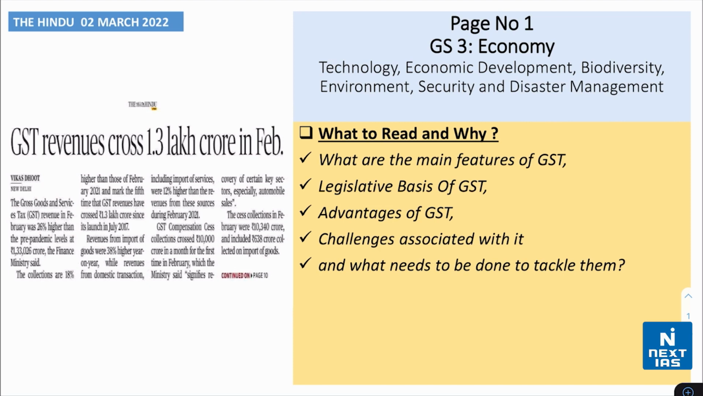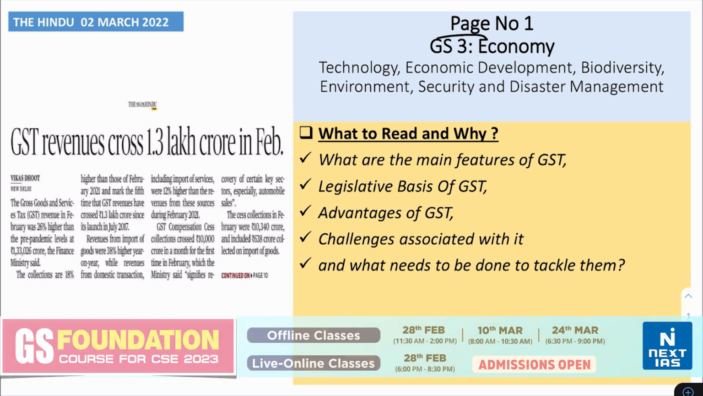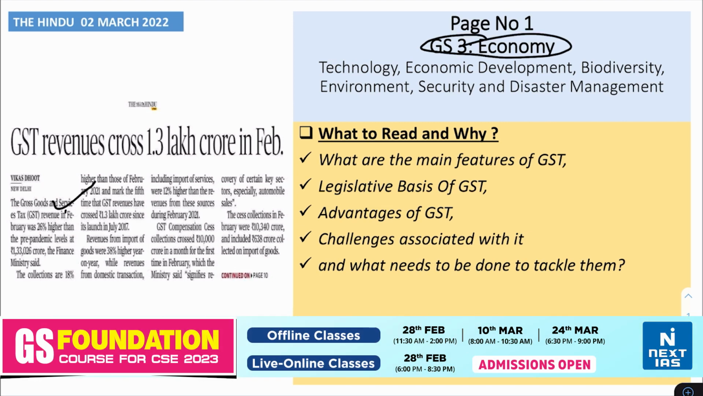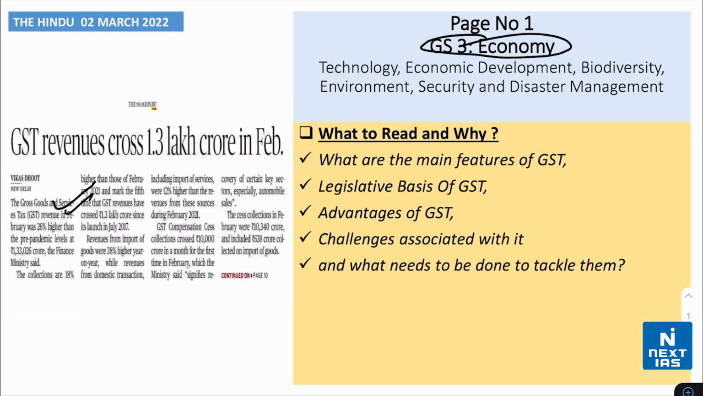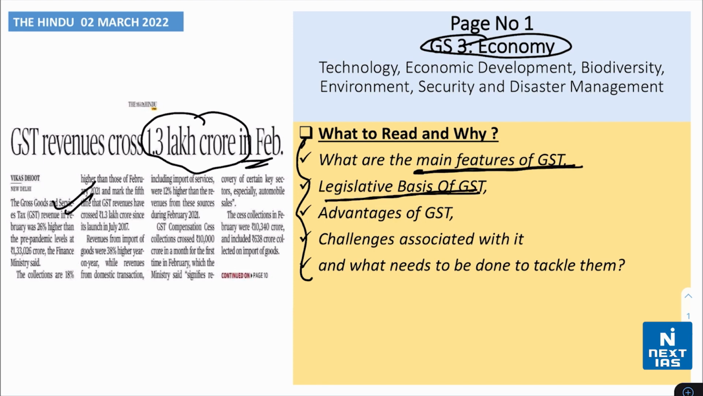Let's begin today's edition with the very first article on page number 1, GS3 economy section. This article talks about GST revenues crossing 1.3 lakh crore by February this year. From this article, the major highlights are the main features of GST. You have to know about the main features of GST, its legislative basis, advantages and challenges associated with it, and what needs to be done to tackle them.